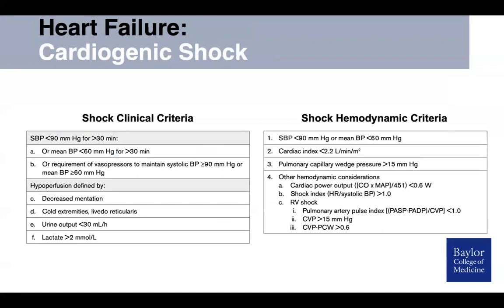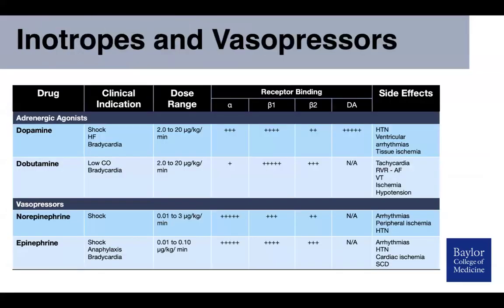So we have certain criteria that meet cardiogenic shock, and this includes a systolic blood pressure less than 90. And you can have hypoperfusion, decreased mentation, cold extremities, low urine output, elevated lactate. So it's important in these patients to check lactate levels. And then there are hemodynamic assessments: low cardiac index, less than 2.2, high wedge pressures. There are other hemodynamic considerations that are a little bit more advanced. But these patients, if they meet that criteria, have cardiogenic shock.